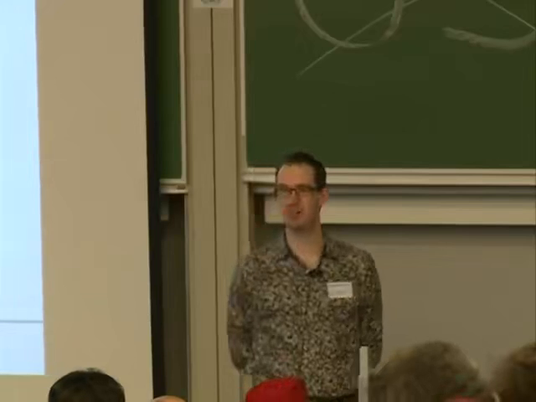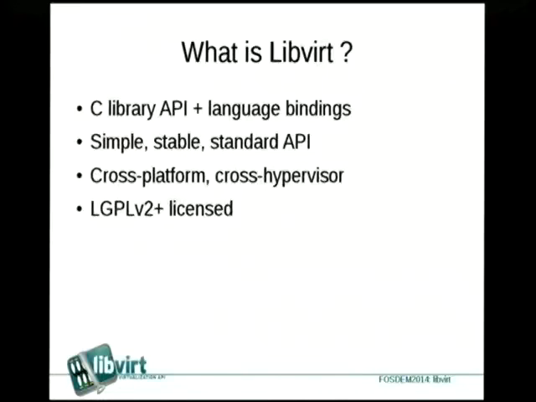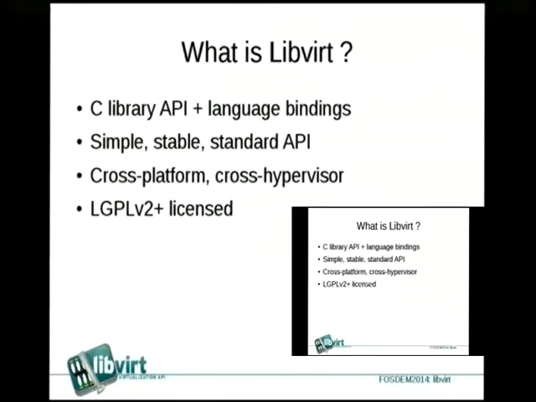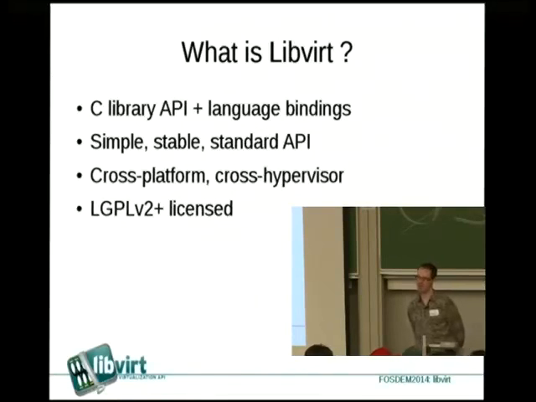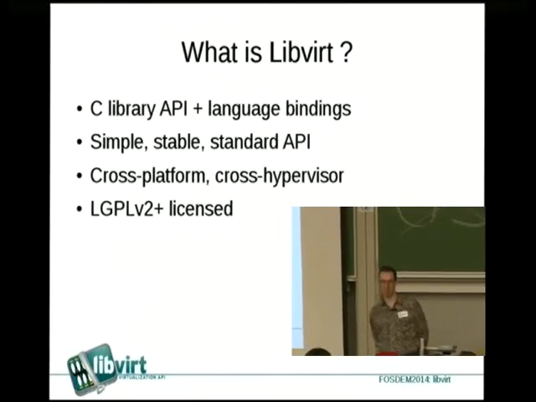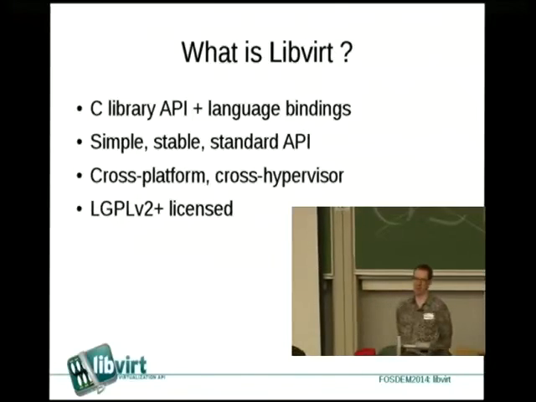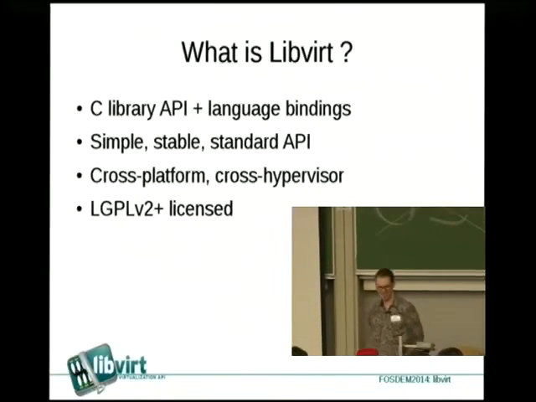But for those of you who've never heard of Libvirt, at its core, it's a stable C library API with a number of language bindings to languages like Perl, Python, Java, PHP, OCaml, most of the ones that you do care about and some that you don't care about. We try to be a pretty simple to use API.